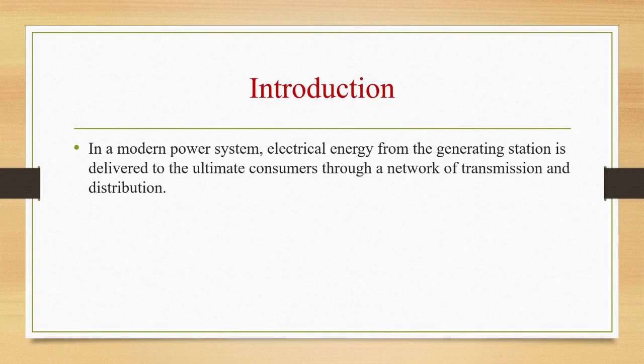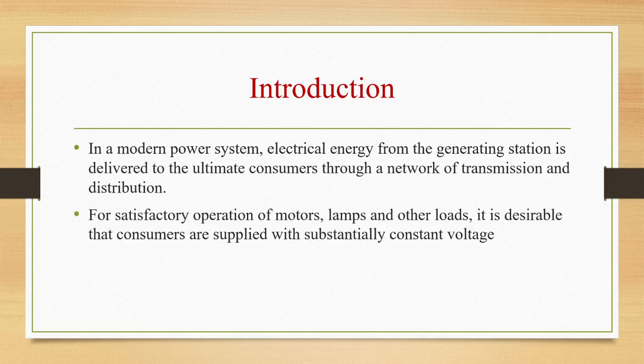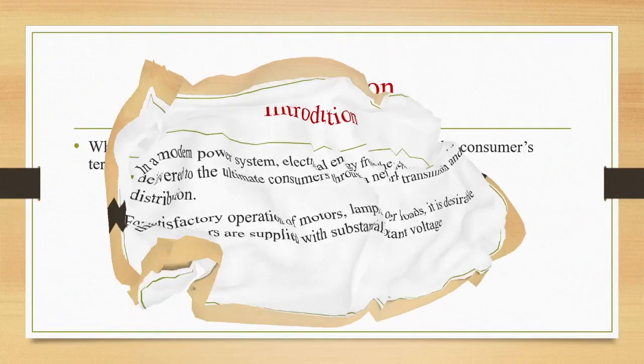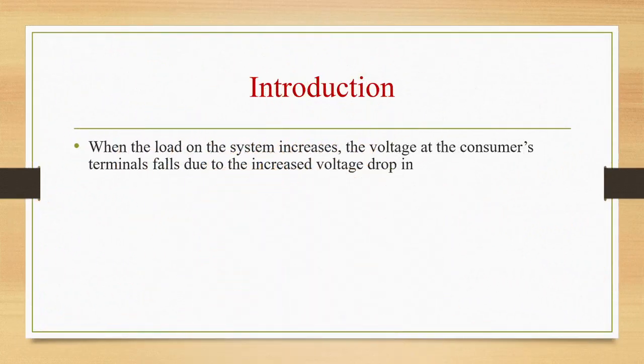So when we see the introduction part, what we are telling here is that in a modern power system, electrical energy from the generating station will be delivered to the consumers through a network of transmission and distribution. For satisfactory operation of motors, lamps and other loads, it is desirable that consumers are supplied with substantially constant voltage.